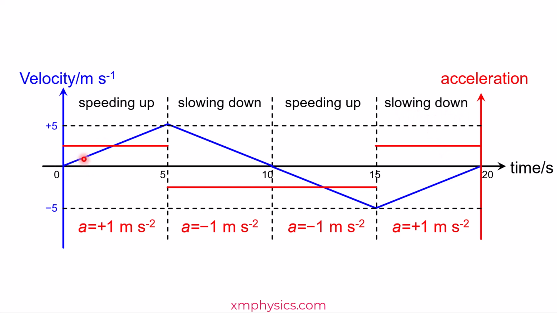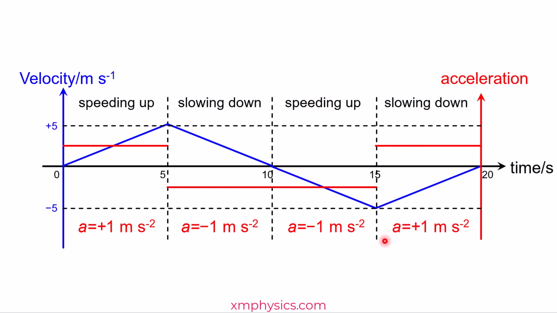Basically, students have no problems when the velocity is positive. When the velocity is positive, a positive acceleration means speeding up, a negative acceleration means slowing down. Everybody has no problem with that. But when the velocity is negative, then some students get confused, yeah? Because when the velocity is negative, if the acceleration is negative, you're actually speeding up. But if your acceleration is positive, you're actually slowing down.